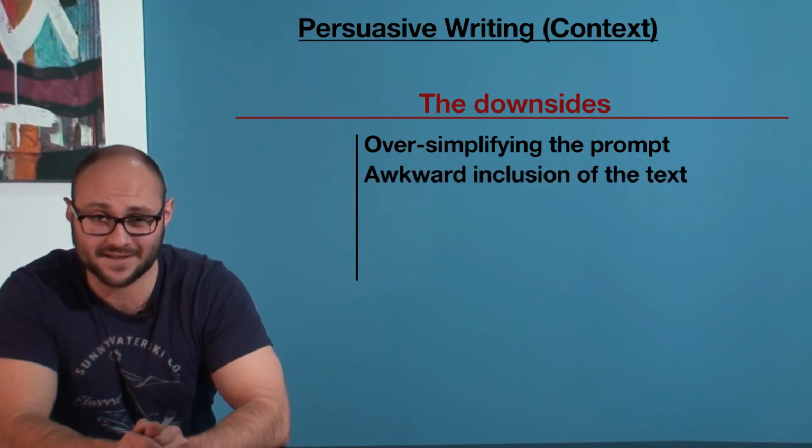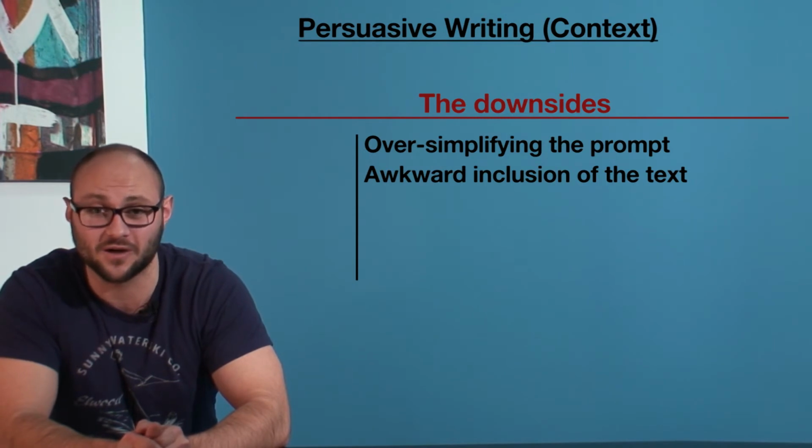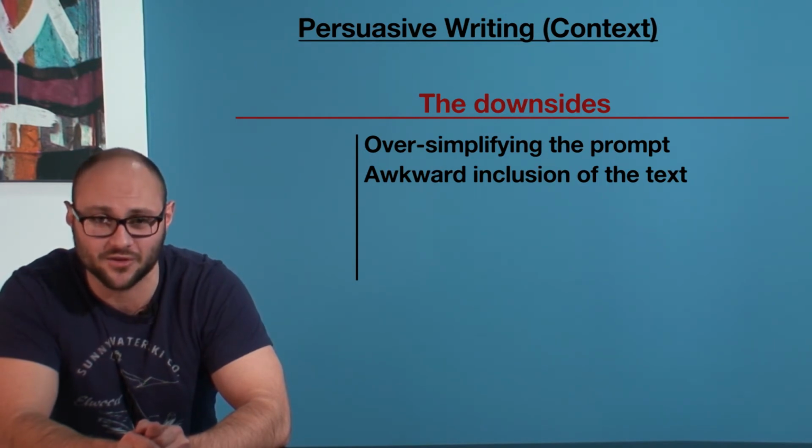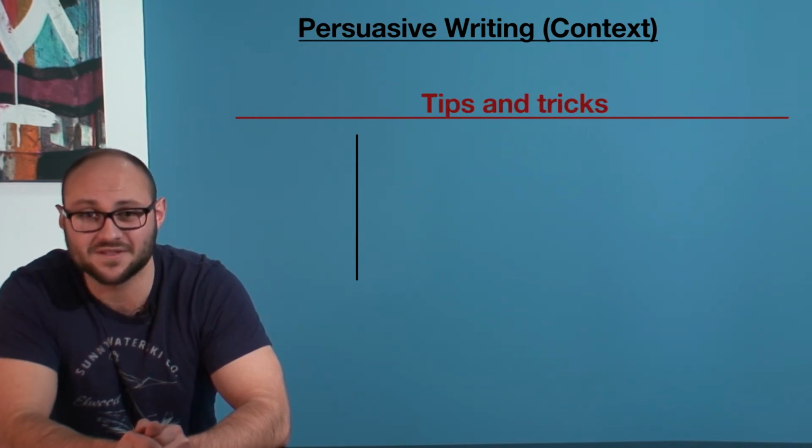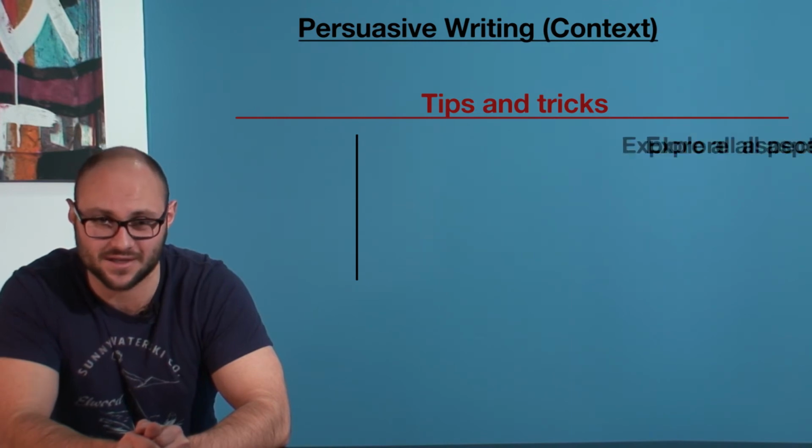Awkward inclusion of the text. Sometimes when you get creative with a persuasive text, you can be on a real roll and then realize you haven't included the text. It can feel a little awkward to suddenly start talking about a film or a movie when you're taking on the persona of someone other than a VCE student. Don't let this deter you though. I have some tips and tricks to overcome these difficulties.